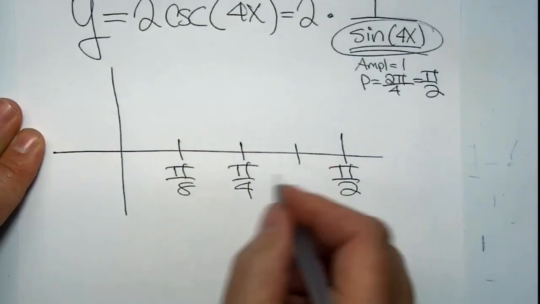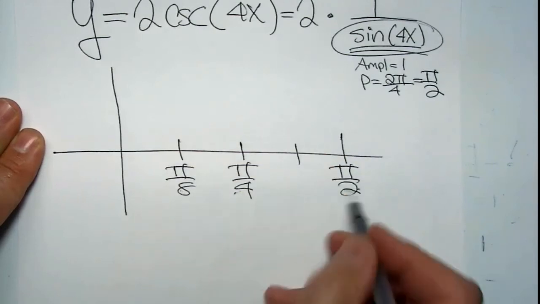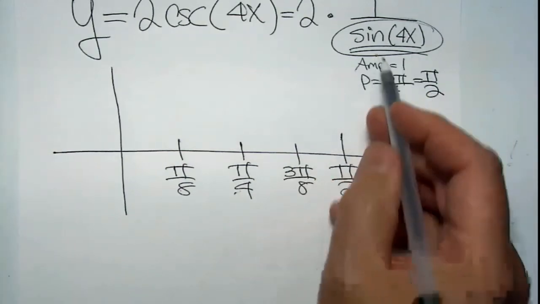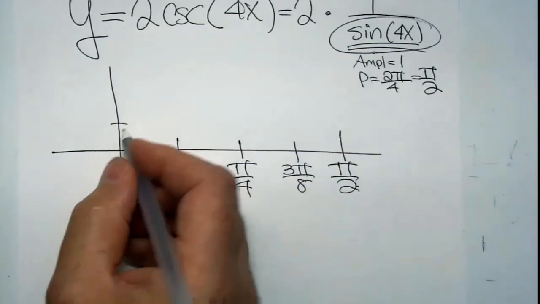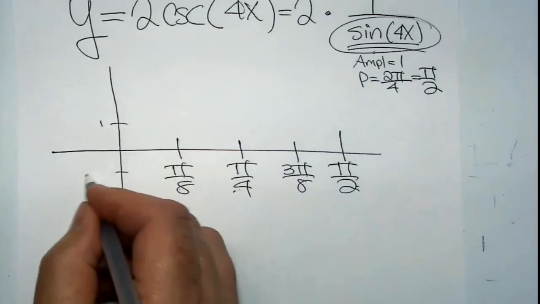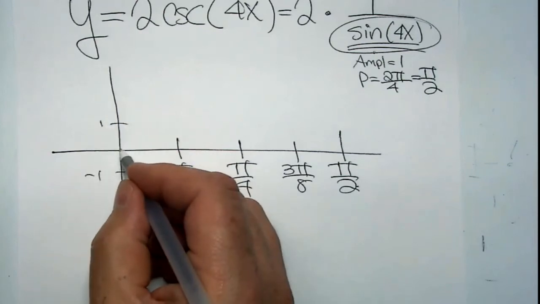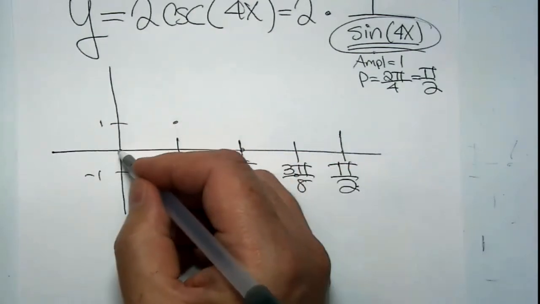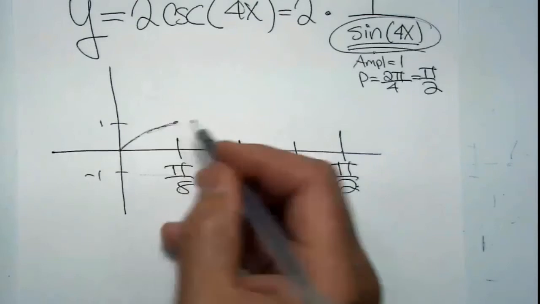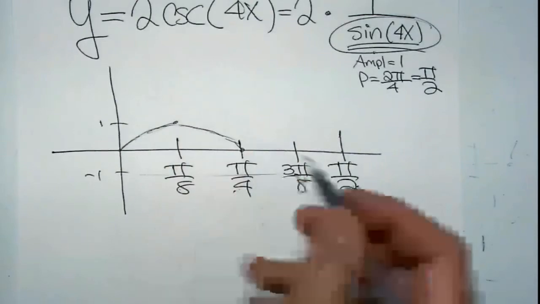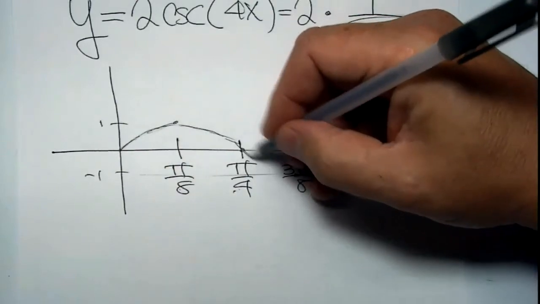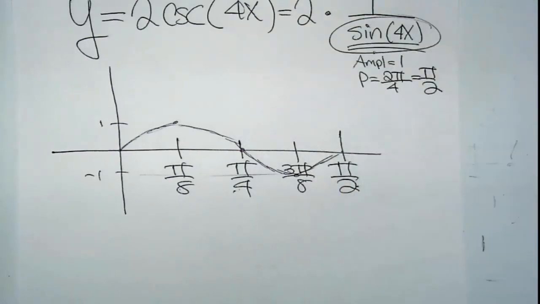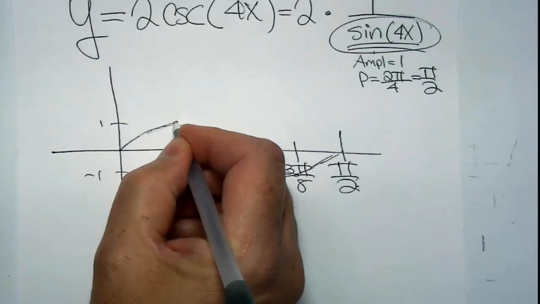Remember, this middle one here is always 3 of these, or average those two. So that must be 3 pi over 8. And you know what? The amplitude's 1. So I'm going to put my 1 here, and I'll put my negative 1 here. So I'm going to just sketch in this sine curve ever so lightly, because I don't really want this sine curve. I want the cosecant. So let's see how that would be done. So I'm sketching in that little sine curve that has amplitude 1.